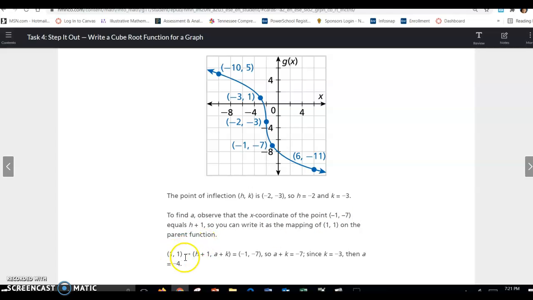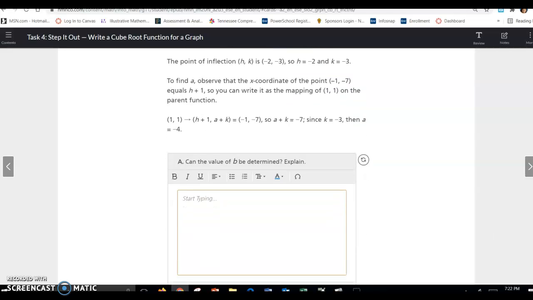All right, so (1, 1) maps to (h + 1, a + k). So (-1, -7), that's this point right here, okay? So a plus k equals -7, okay? So -7 is here, and it just says a plus k equals the y value here. Well, we already know k equals -3. So if we plug -3 here, add 3 to both sides, a is -4. All right, so now we know a and we know h and k.